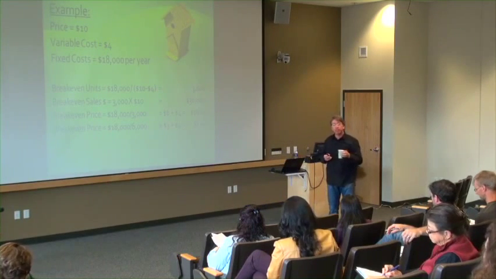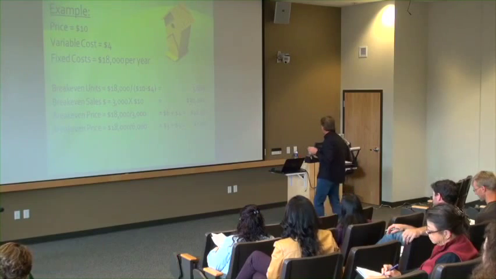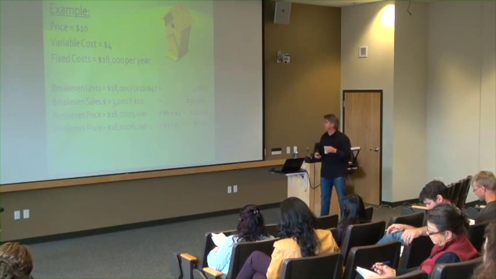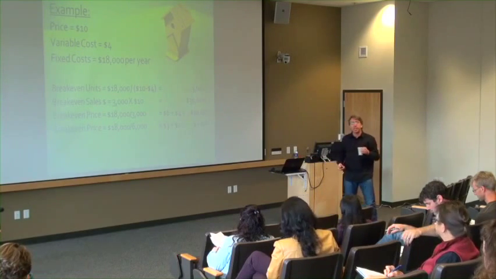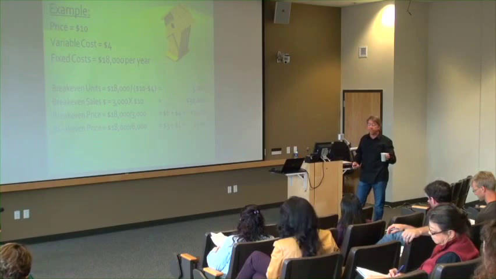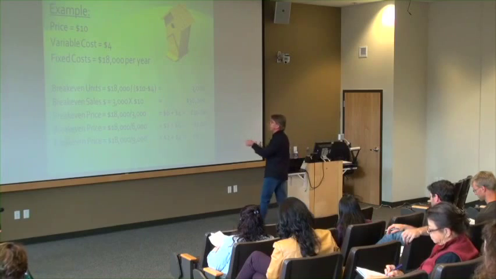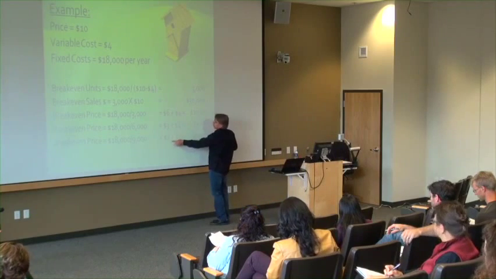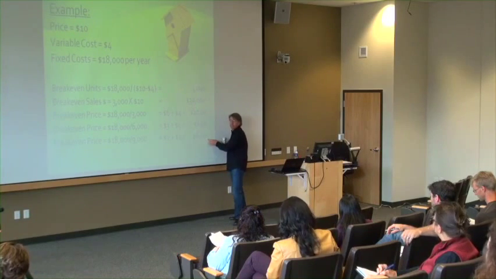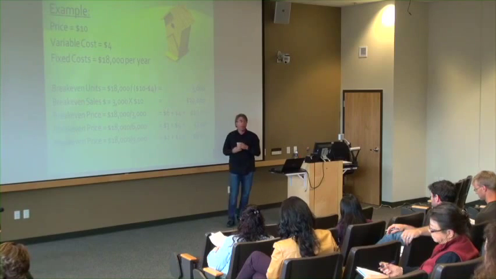Okay, now, the final one. If we double it again, or we take it to 9,000, what would be our break-even price at 9,000 units? Okay, $6. So this time the 18,000 is being spread across 9,000, bringing this to $2, add the 4 is 6.